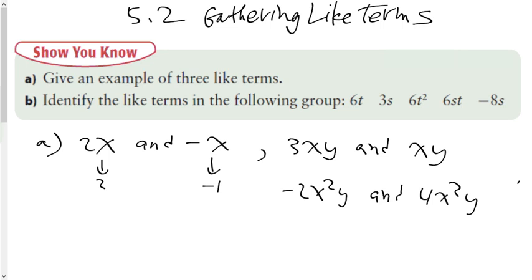Now, just as an aside, just a note. Let's go with x squared y and xy squared. Are those like terms?